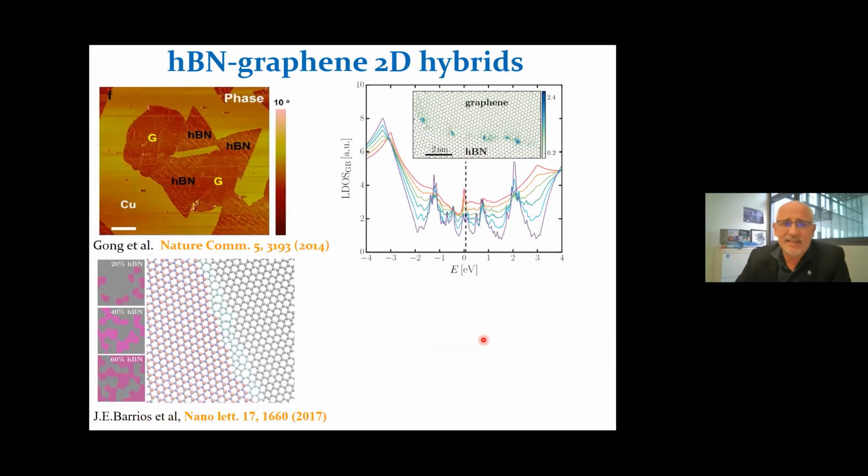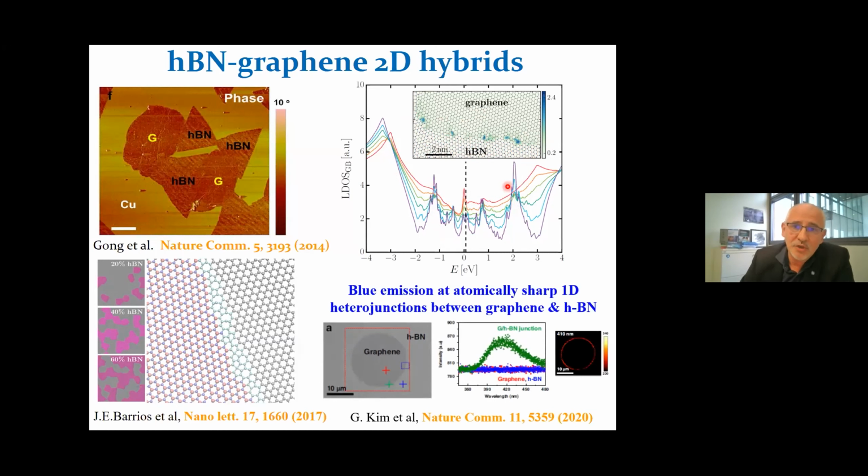In this case, I'm showing the interesting situation where you have an in-plane hybrid between boron nitride and graphene. So you have a very different transition between a strongly insulating material and a semi-metal. And this can actually be grown quite easily. And here you see the simulation of what's going on at the boundaries. This is the local density of states along the boundaries between graphene and h-BN. And then you see a lot of those impurity states, but quite spectacularly, it turns out that we can use these impurity states as an emitter.